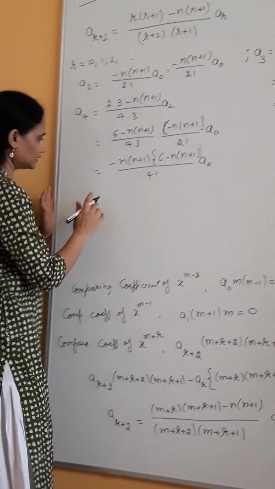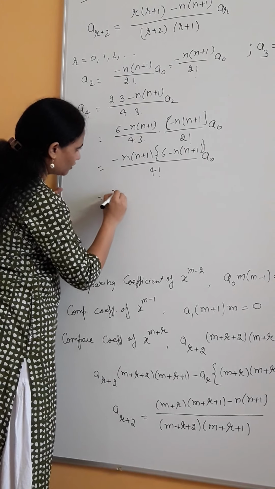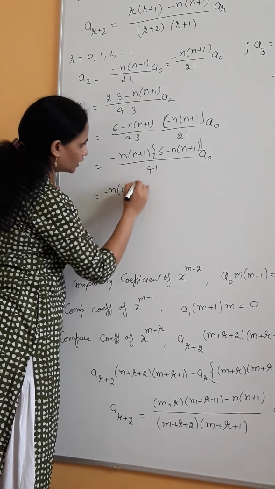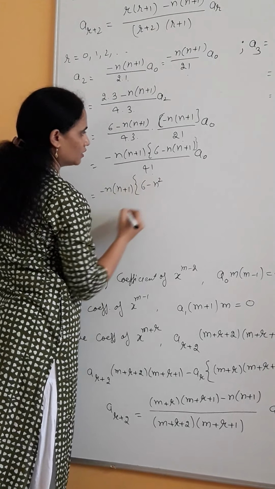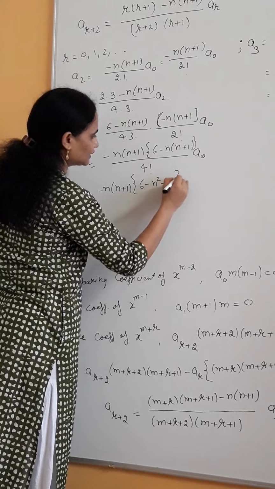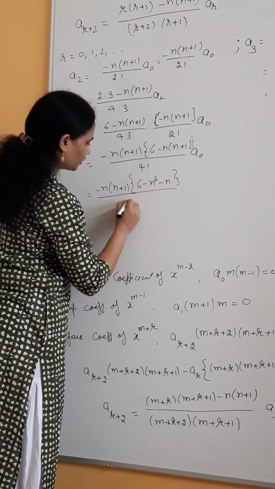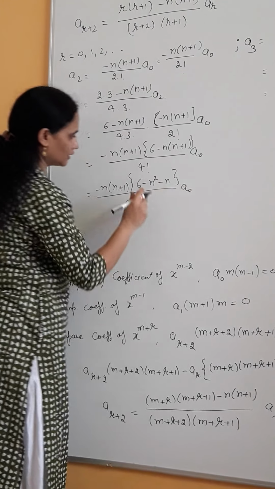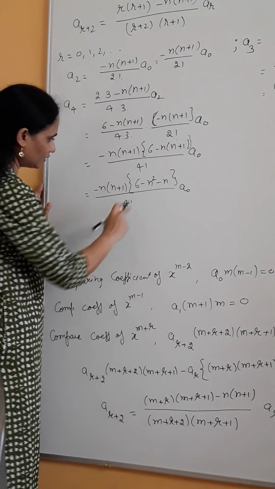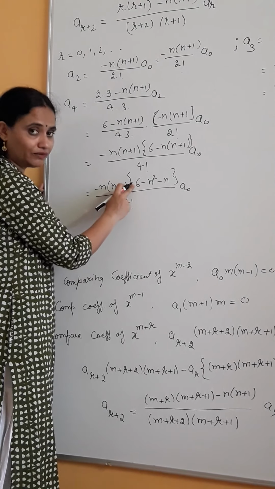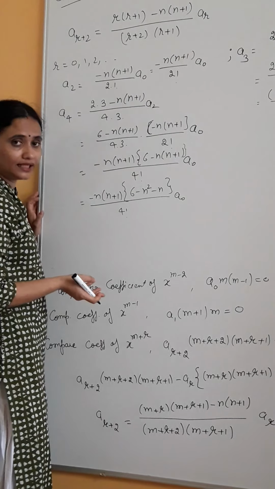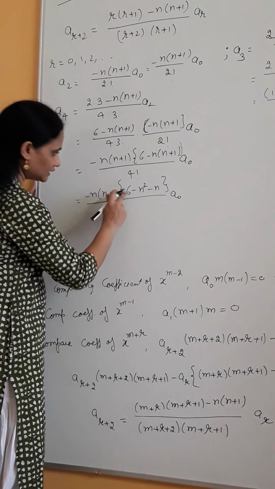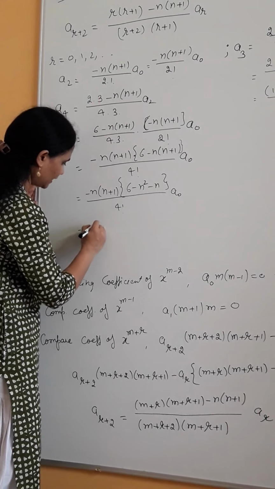So similarly, let's see here what pattern we are having. Minus n, n plus 1, this is already in factor form. So this also let's resolve in some factors. Minus n square minus n divided by factorial 4 is there, a naught is there. So how we can resolve that in factors? So 6, when we want to have 6, that means we should have either 6 and 1 or 3 and 2. So 6 and 1 will not satisfy, so let's try 3 and 2.